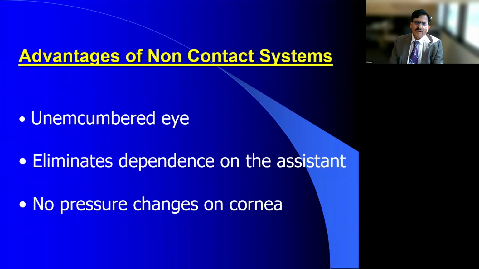So one of the advantages of the non-contact system is you don't need one, because you can see directly, nobody's holding a lens for you. The other advantage is there is no inadvertent pressure on the cornea, because with a contact lens system, if your assistant is not really understanding what's going on, they can over-press the cornea or under-press the cornea and cause air bubbles. So this is an advantage of the non-contact system.